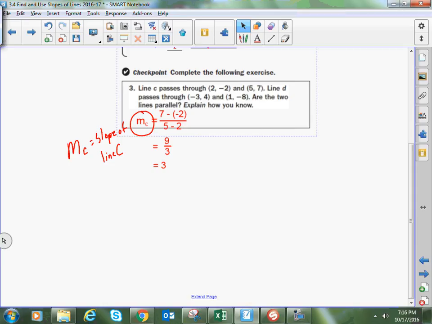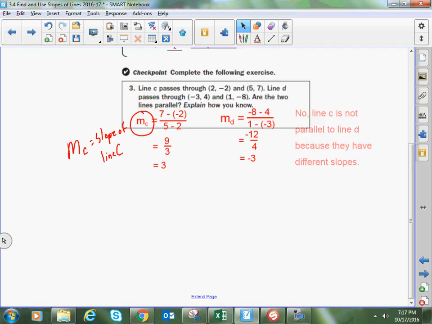And let's see, there's my other one. So here now we say line D has a slope of -3. So are these two lines parallel to each other? Well, clearly they cannot be parallel. The absolute value of the numbers is the same. The absolute value of 3 is 3, and the absolute value of -3 is 3 also. But we're not asked about the absolute value of the numbers. Are the actual slopes the same? +3 and -3 are very different numbers, so they are not parallel to each other.